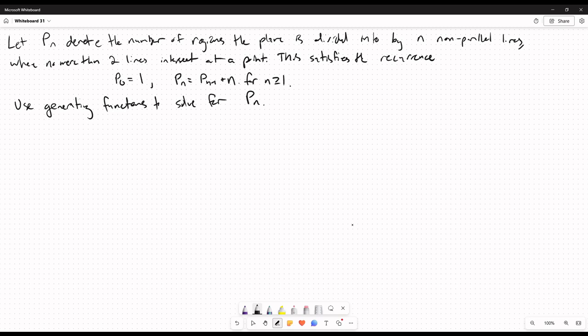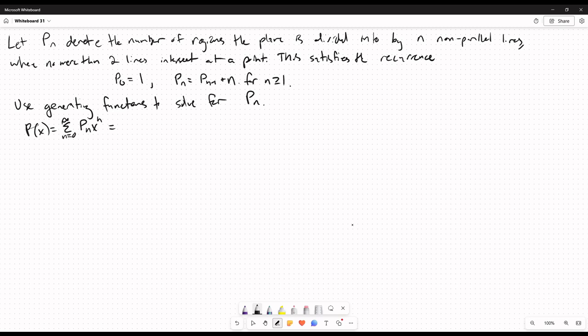And you might have also seen a formula for the explicit value of P of n, but we don't really know where that formula comes from. What we're going to do is use generating functions to show where that comes from. So let's start by defining our generating function P of x equals the sum from n equals 0 to infinity of P of n x to the n.